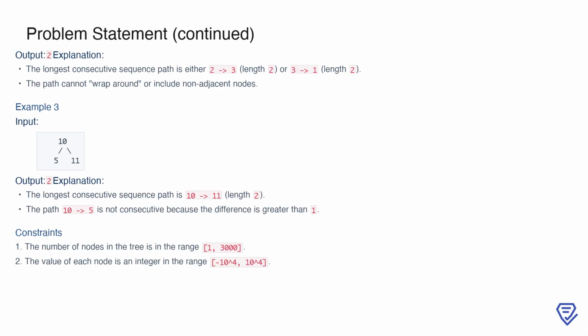In the third example, the tree has a root node of 10, with 5 as its left child and 11 as its right child. The longest consecutive sequence here is from 10 to 11, with a length of 2. The path 10 to 5 does not qualify because the difference between the values is greater than 1.